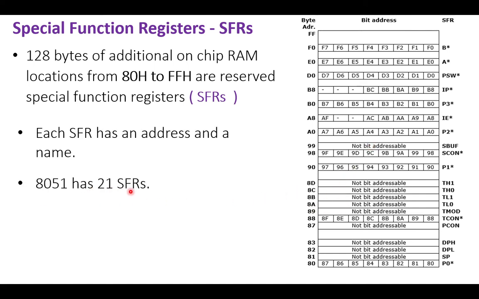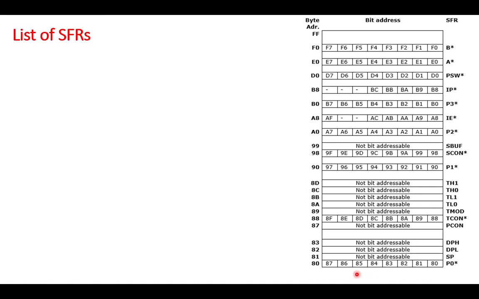So in total, there are 21 special function registers. If you count them, P0, SP, DPL, DPH, these are a total of 21 special function registers. And out of 21 special function registers, 11 are bit addressable. Bit addressable means I can individually store a single bit in a particular 1 bit position out of 8 bits. I can check the status of an individual bit out of 8 bits without disturbing the remaining bits. So that is the meaning of bit addressable.